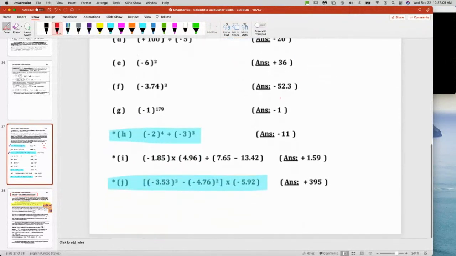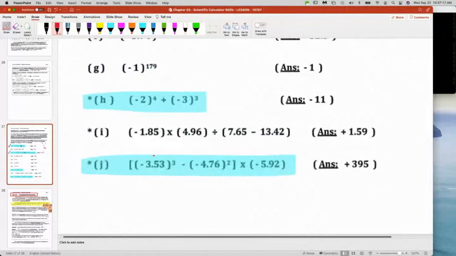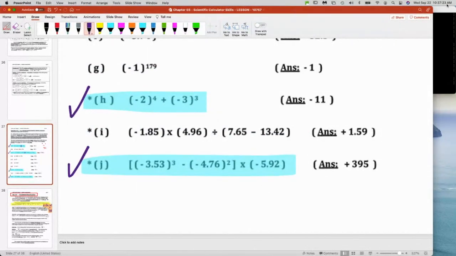Here's some other nasty ones here at the end. So let's see if we can get these ones done. Scroll it down here. Why don't you try J? H and J here, sorry. Try these ones here.